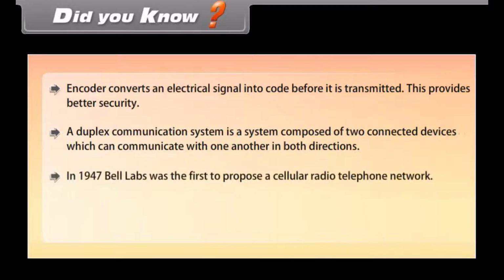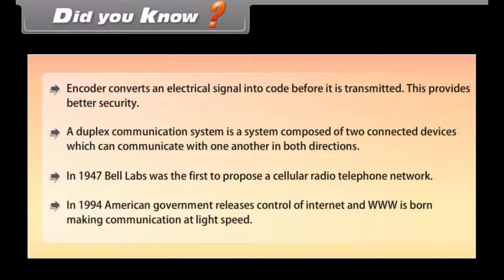In 1947, Bell Labs was the first to propose a cellular radio telephone network. In 1994, the American government released control of the Internet and the WWW was born, making communication at light speed.